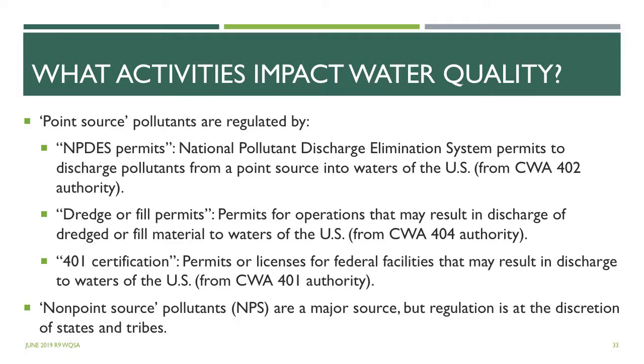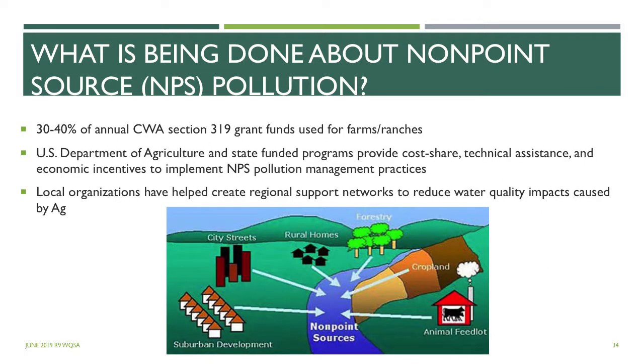We try, but there's really only so much that we can do. But there are a lot of other mechanisms to try and encourage non-point source controls. There's 319 grant funds, there's agricultural programs, there's local organizations that have helped create support structures. Some of you have heard about the water quality trading programs.